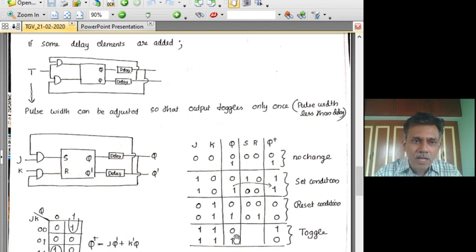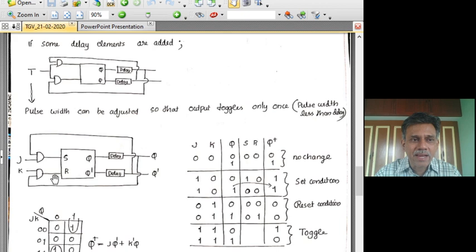Now in this case, when J equal to 1, K is equal to 1, you don't need to work this out, because it is the same as the toggle flip-flop with T equal to 1, because the common T signal which was given to both AND gates, if it were 1, we know it is going to toggle. Similarly, when J and K are both 1, it is the same as T equal to 1, and it is going to toggle.